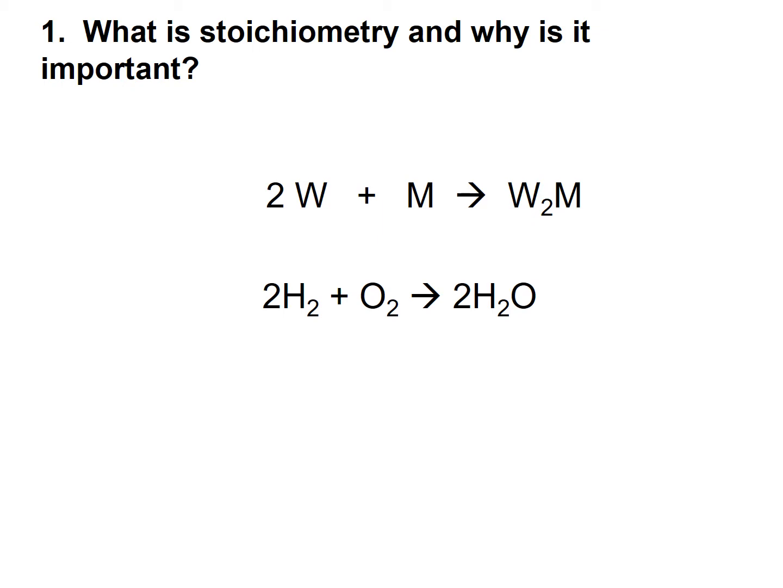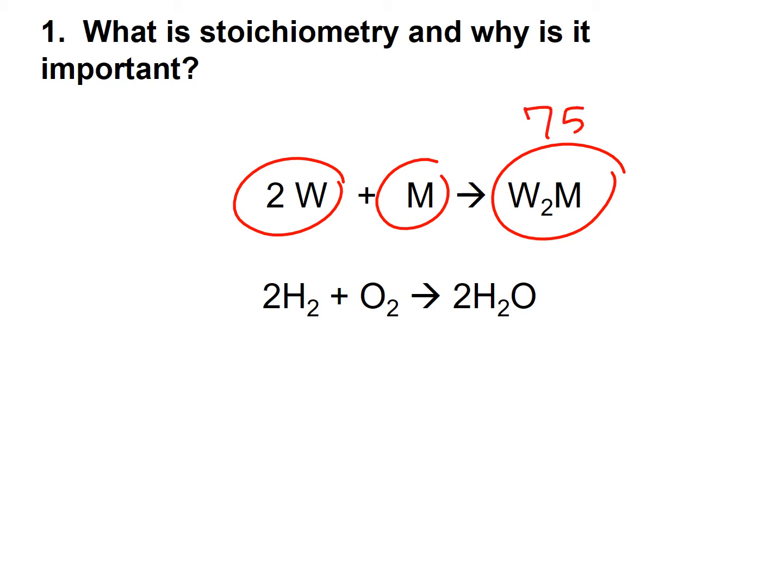In the discovery, we talked about making cookie sandwiches. So 2 Nilla wafers plus 1 marshmallow gave us 1 cookie sandwich, represented by W2M. So using this balanced equation, it's like a recipe. If I have 100 Nilla wafers, I know I need 50 marshmallows and I can make 50 sandwiches, okay? If I want to make 75 sandwiches, well then I know I'm going to need 150 Nilla wafers, okay?